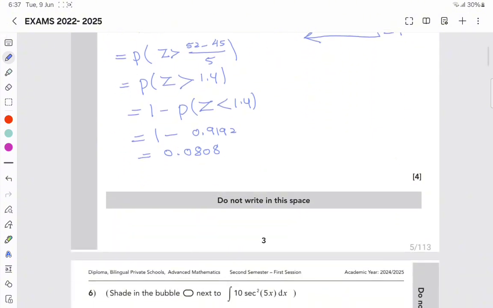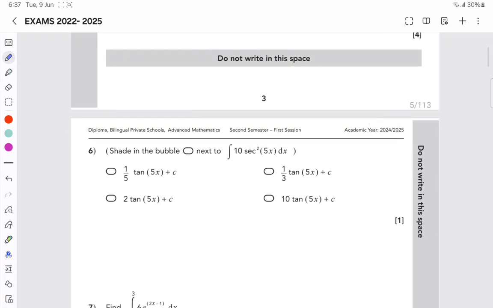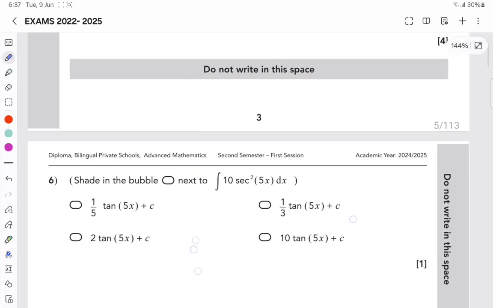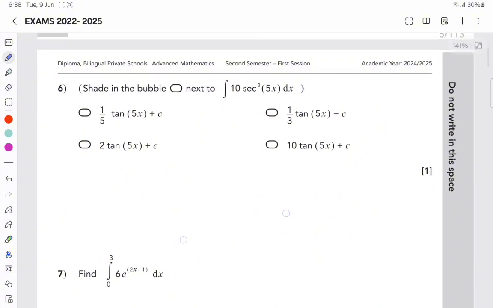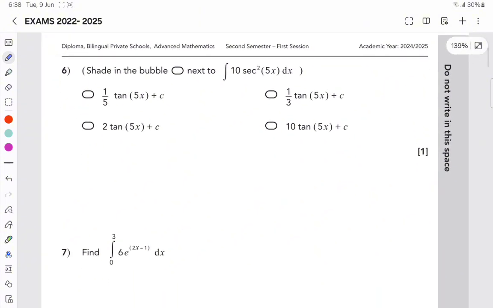So 4 marks for that question. We are going to the next one. It's integration. And as I said before, for integration we look at the function. I have a rule for sec squared, but first we look at the function here. Is it a basic rule or not? It's basic because it's linear. So we just integrate using the formula.